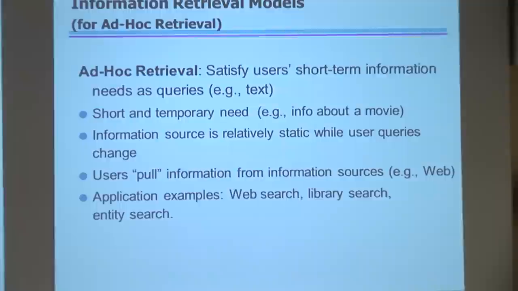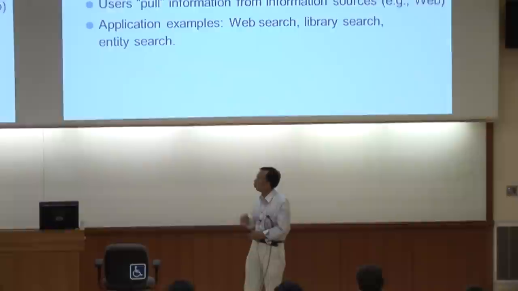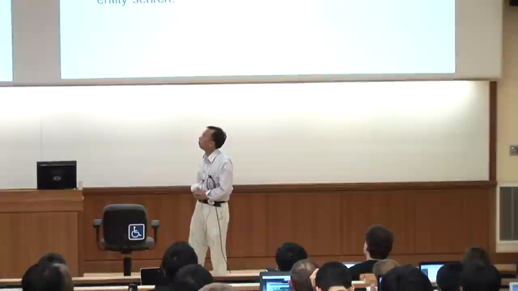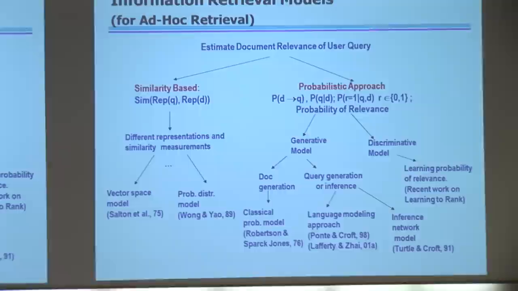The user queries are dynamic, but information sources are generally relatively static. So in these cases, we want to look for relevant information in the static information source to satisfy a user's query. Some examples of ad hoc search are web search, library search, and entity search, which is getting popular recently, trying to identify important entities, that is people, organizations, and relationships, from available web content. So I would like to spend a little bit of time to talk about the previous research in the IR community on ad hoc information retrieval, or the ad hoc search task.